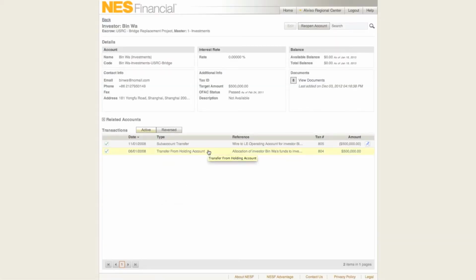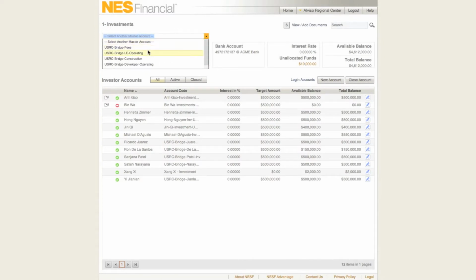In June of 2008, we show an initial investment of $500,000. Then, in accordance with the escrow agreement, in November of 2008, Benoit's investment of $500,000 is then transferred to the lending entity's operating account.